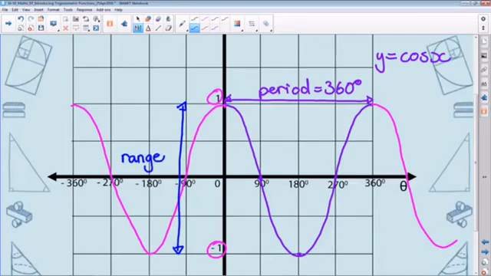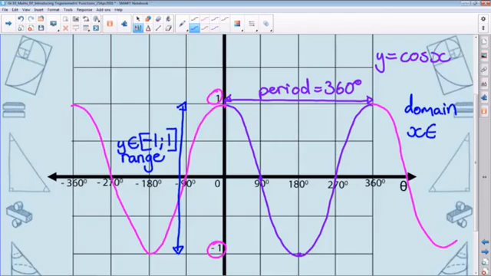In other words, y is an element of, and we're including -1, so it's square brackets, -1 and 1. Its domain, well, it's going to go on forever and ever. So we would say the domain is x is an element of any real number.